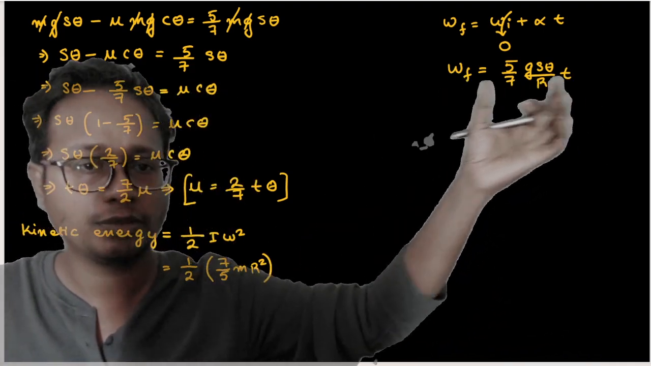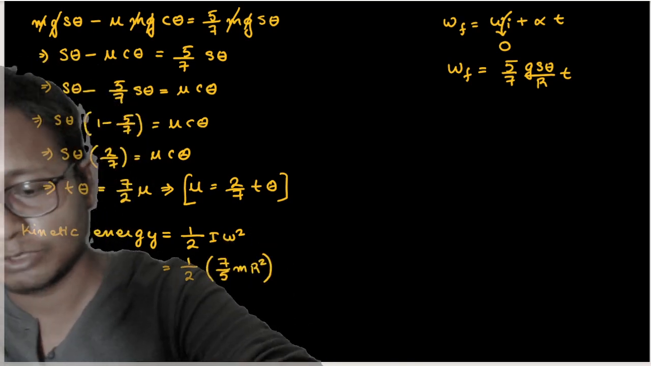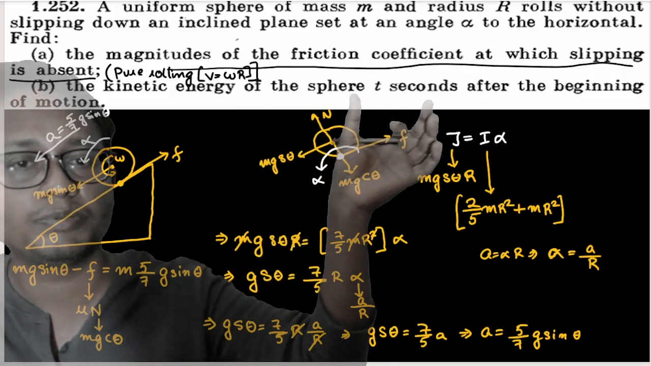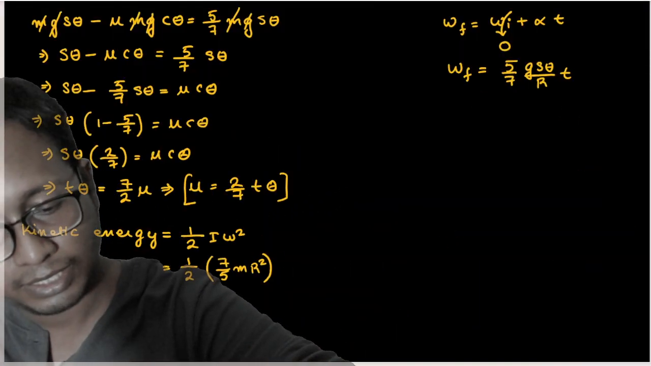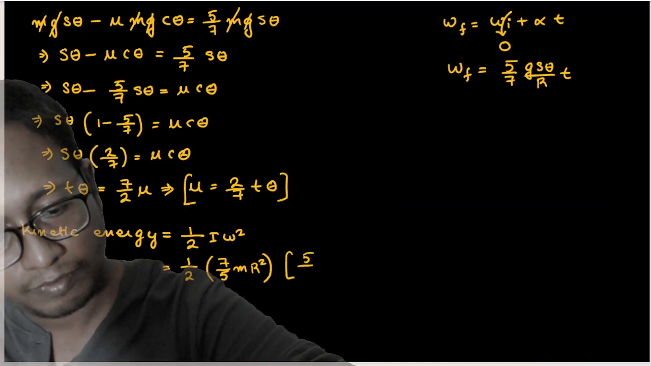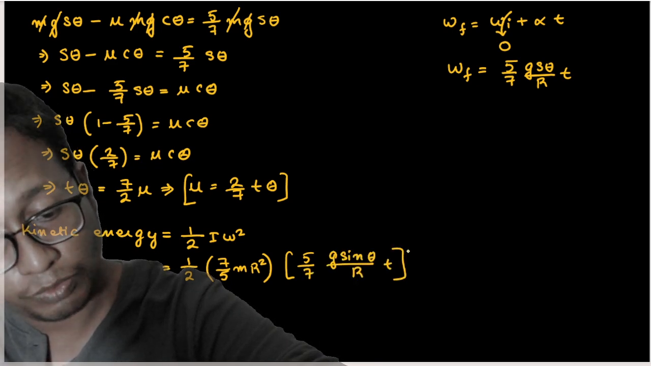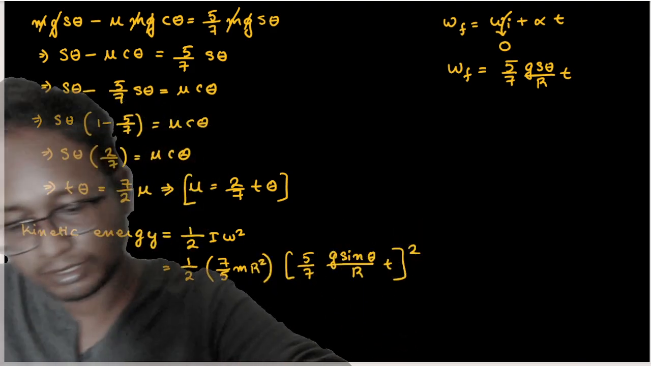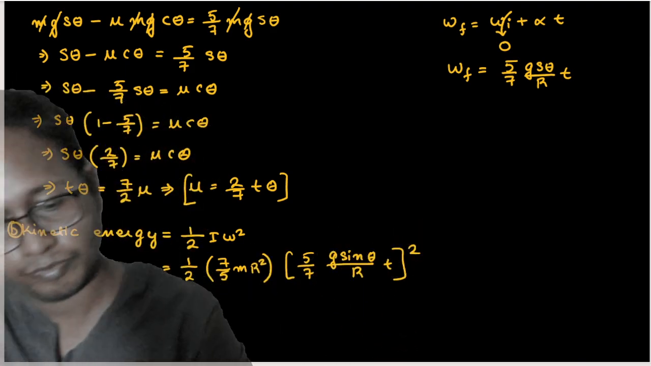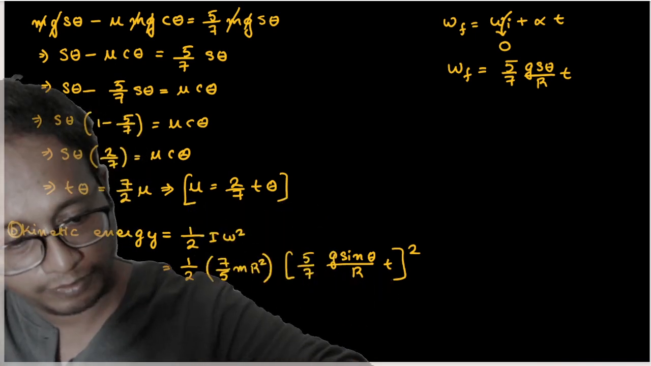So you just have to substitute this omega final out here. That is the angular velocity at time t, no? And that is what is being asked in the question: the kinetic energy of the sphere at time t after the beginning of motion, isn't it? So at time t, angular velocity is nothing but 5 by 7 g sin theta by r into t, whole square, omega square. And if we solve this one, we'll get the kinetic energy. So this is part B of the problem. Part A of the problem is this one, and part B is this one.